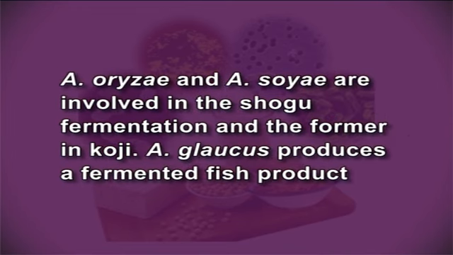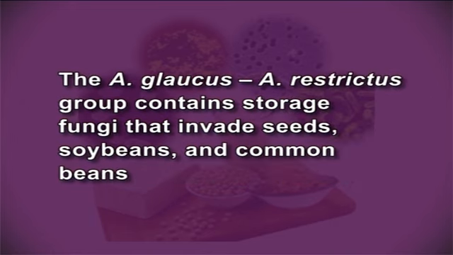Aspergillus oryzae and Aspergillus sojae are involved in the shoyu fermentation and the former in koji. Aspergillus glaucus produces a fermented fish product. The Aspergillus glaucus and Aspergillus restrictus group contains storage fungi that invade seeds, soybean and common beans. Several species produce aflatoxins and others produce ochratoxin A and sterigmatocystin.